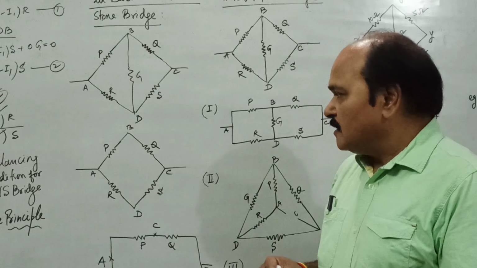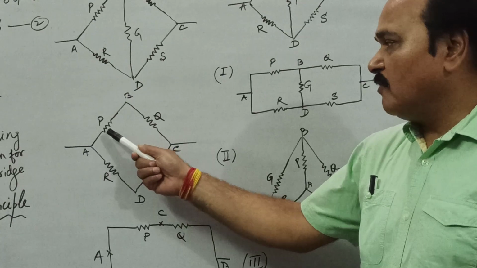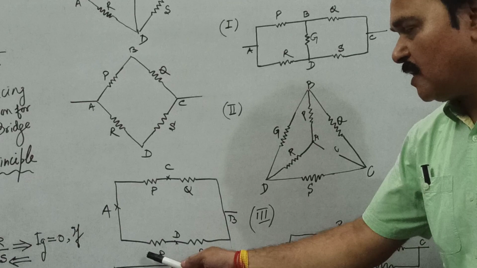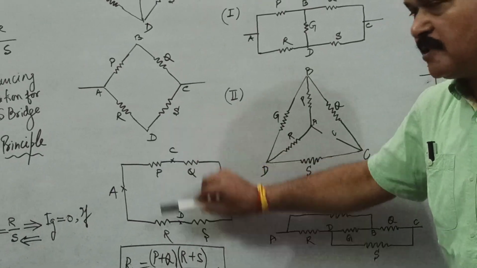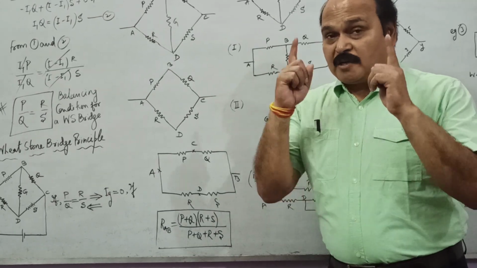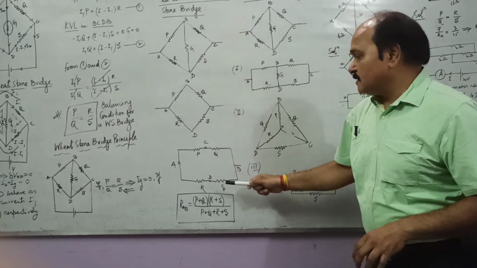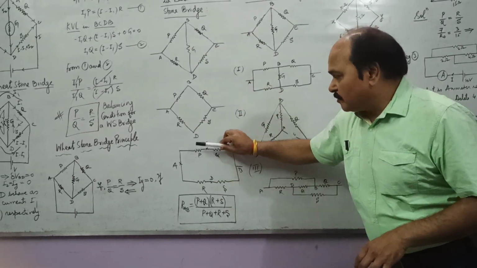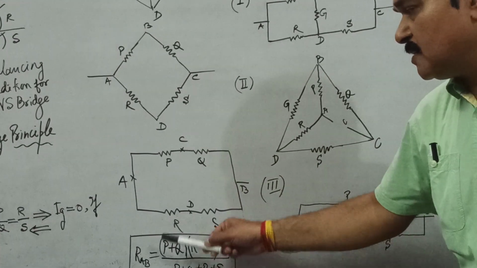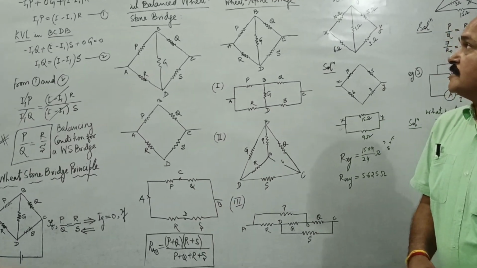Now you can see P and Q are in series, and R and S are in series. And the equivalent of P and Q would be what? P plus Q. And equivalent of R and S would be what? R plus S. And both these are in parallel combination to each other. So what is their equivalent? The equivalent of two resistances in parallel is their product upon sum. So equivalent of all these four resistances across A and B would be the product of P plus Q and R plus S upon their sum. So this is the equivalent resistance of a balanced Wheatstone bridge.